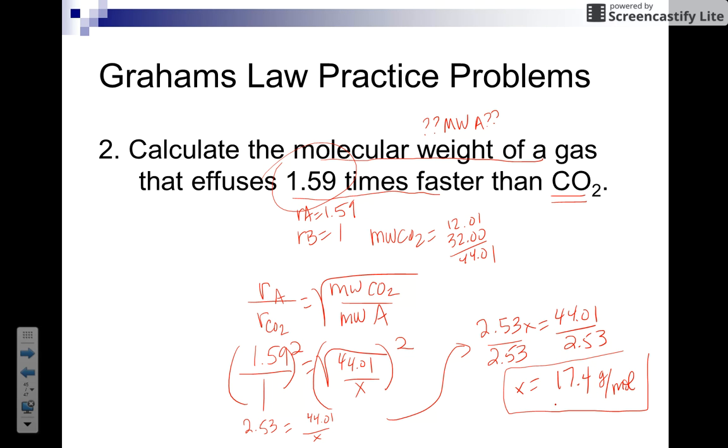Okay, so we'll do some more Graham's law problems in class. This is fairly simple to use as long as you have a calculator, since we do have square roots here.